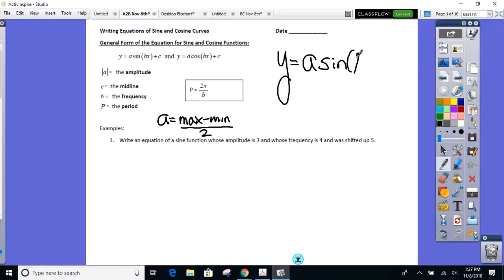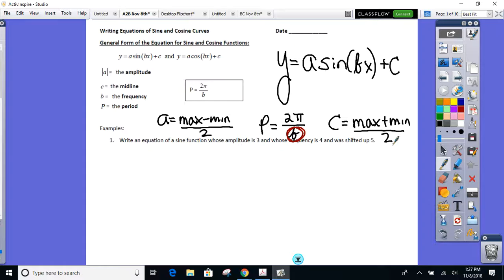And then there will be a B value, as we know as the frequency. I don't have a formula to find B, but what formula have we been using that contains B? Period equals 2 pi over B. That's how we're going to be finding B. And then we just put an X with it. And then on the outside, we're going to have our C value. How do we find C? Max plus the min divided by 2. Then we take A, B, C, plug it in, and write this beautiful equation every time. Okay?